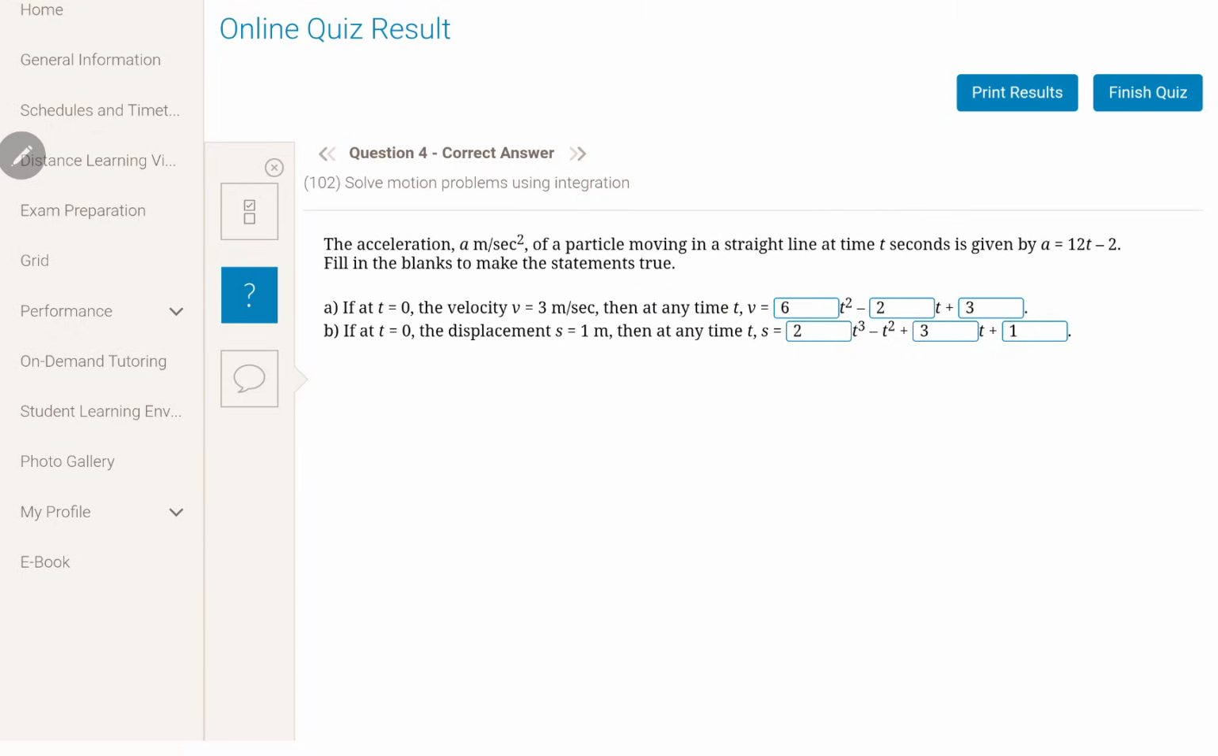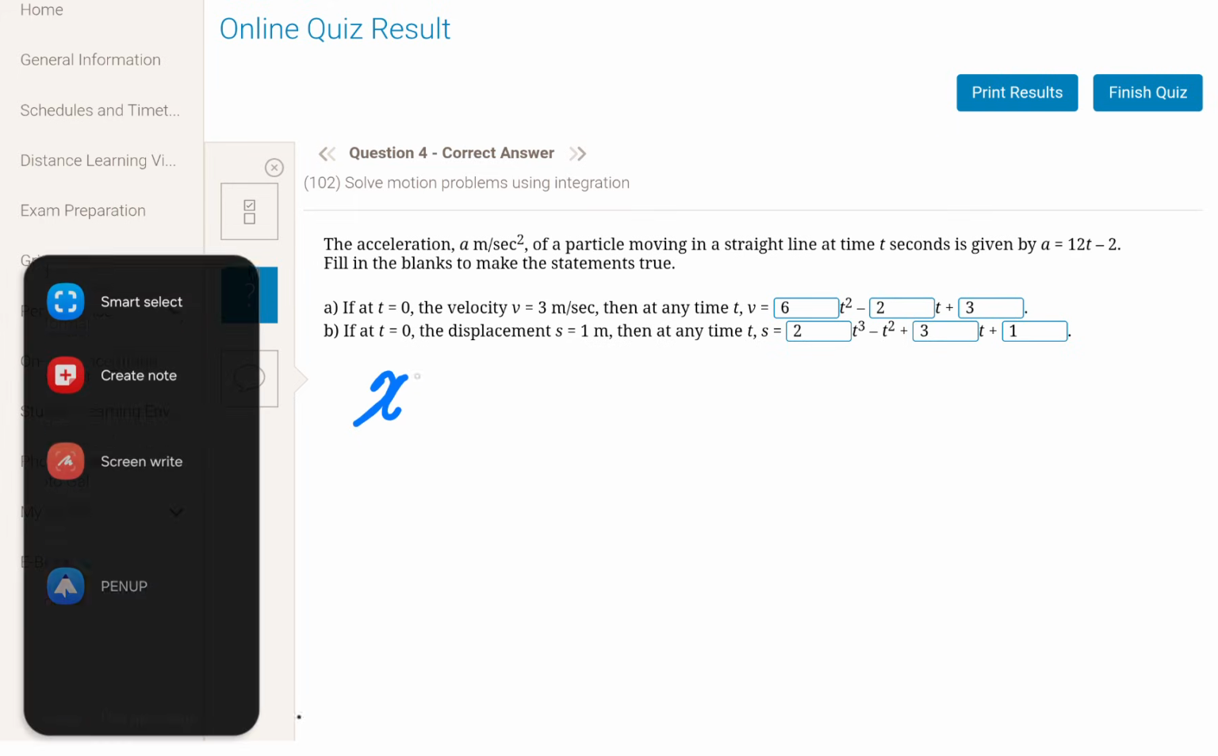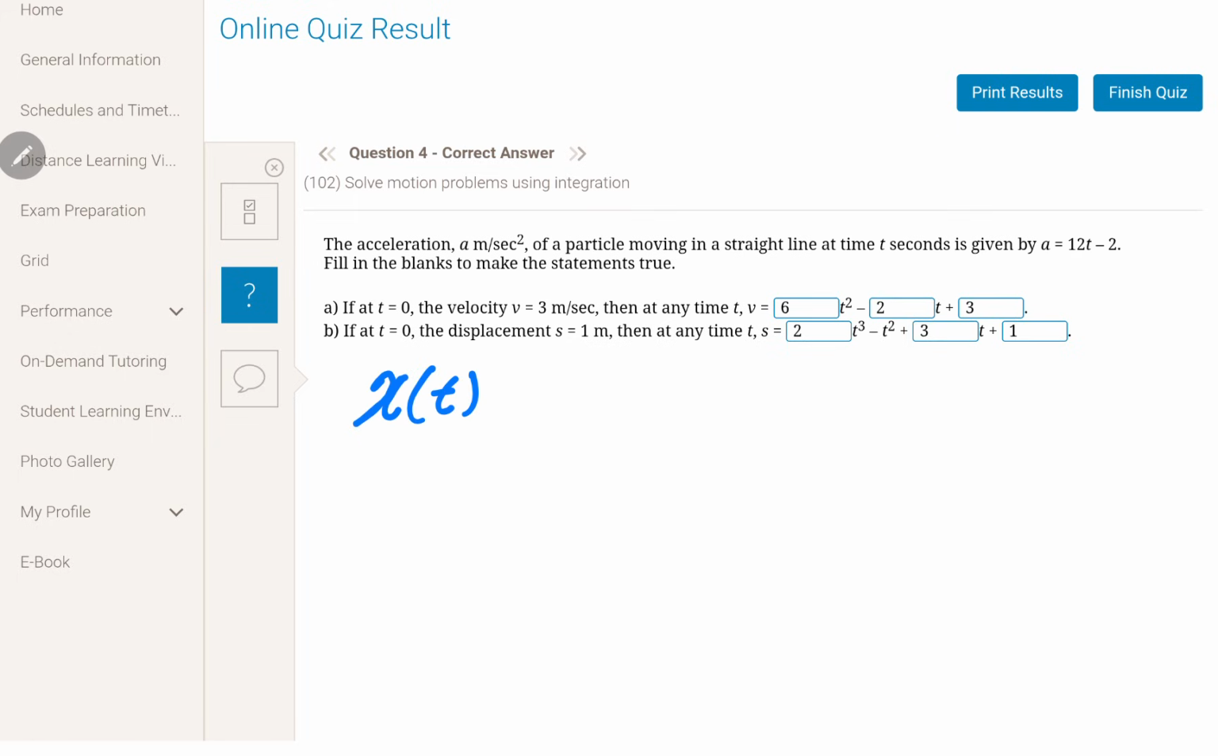The acceleration a meters per second squared of a particle moving in a straight line at time t seconds is given by a equals 12t minus 2. Fill in the blanks. Okay, listen. Remember in physics and mechanics, and even in math, when we took the derivative chapter, you have a function x of t, which is the displacement or position. Then you can go from that to velocity, and then from that you can go to acceleration. How do you go from this to this? You derive. So you do x prime of t, and then to go from velocity to acceleration, v prime of t.